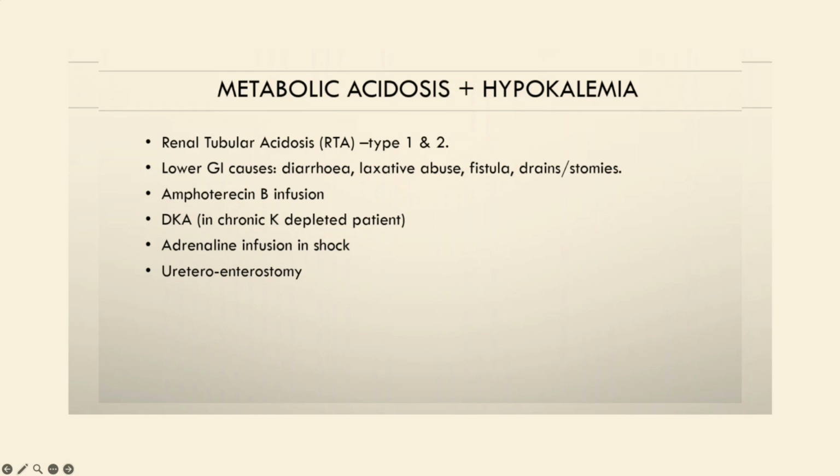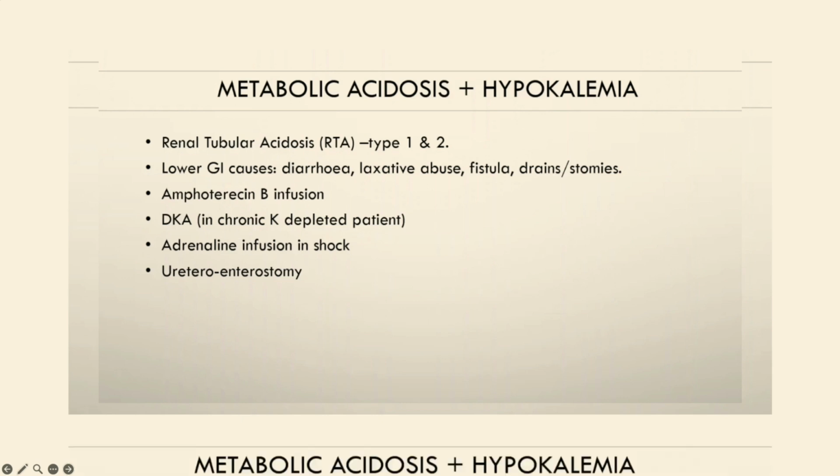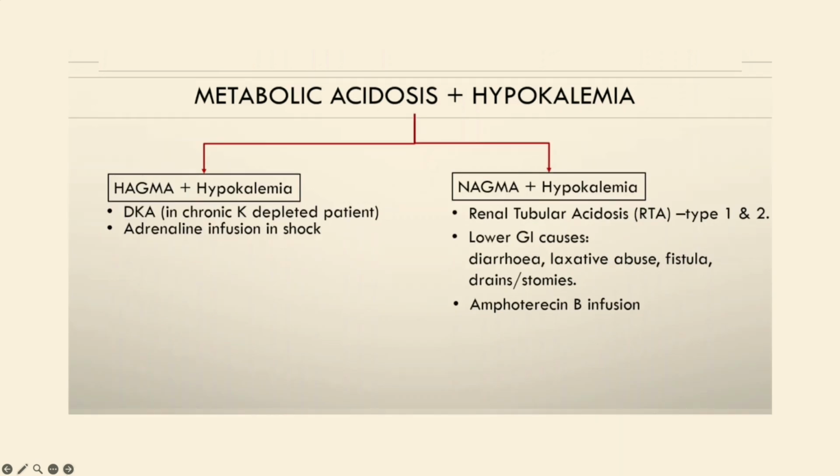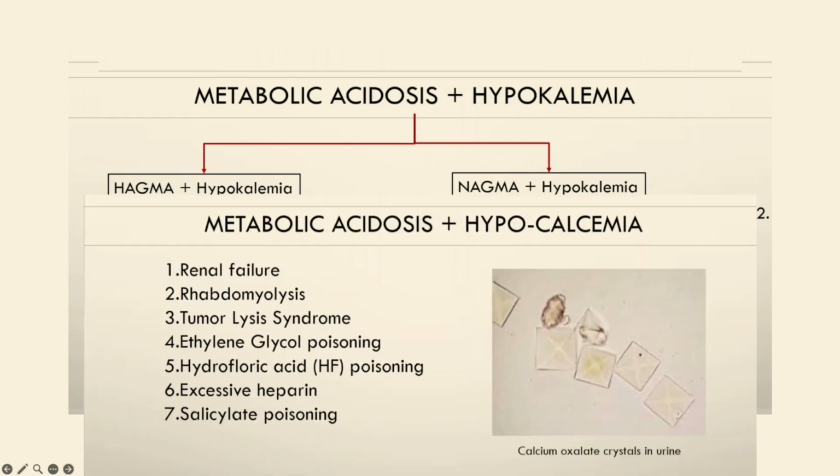You might have metabolic acidosis with hypokalemia in other causes as well. So it could be amphotericin B infusion, it could be lower GI causes like diarrhea, laxative abuse, fistulas, drains, and stomas. Now, how do you differentiate metabolic acidosis with hypokalemia? Just look at HAGMA with hypokalemia, that means DKA and adrenaline infusion. If it's NAGMA with hypokalemia, then you know about renal tubular acidosis, lower GI causes, and amphotericin B infusion.